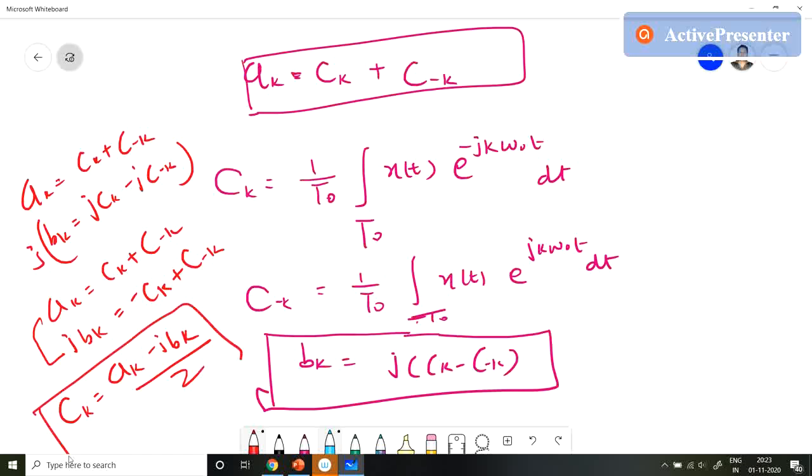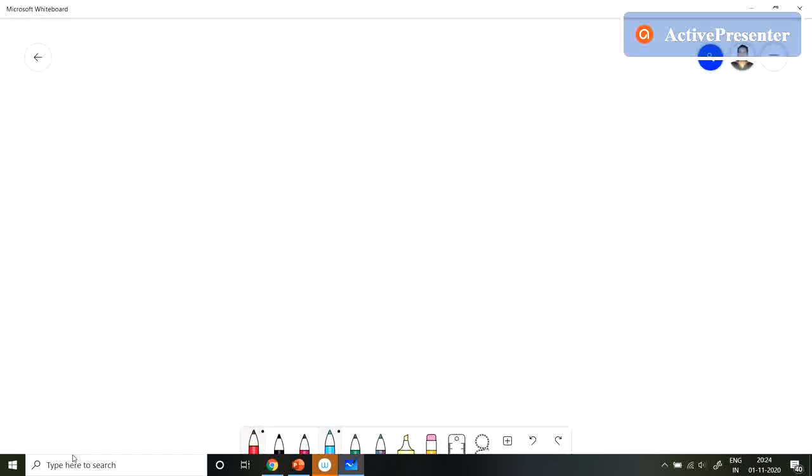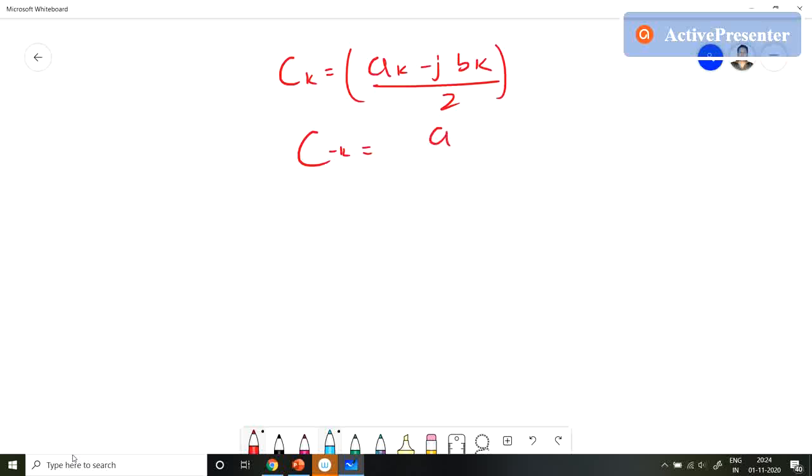So this ck is ak minus j times bk divided by 2. Similarly, just mathematical manipulation will lead to c minus k is equal to 1 by 2 times ak plus j times bk. So all these are relations that we need to remember. Let us summarize this. ck is equal to ak minus j bk divided by 2, and c of minus k is equal to ak plus j times bk divided by 2. So this is ck and c minus k.